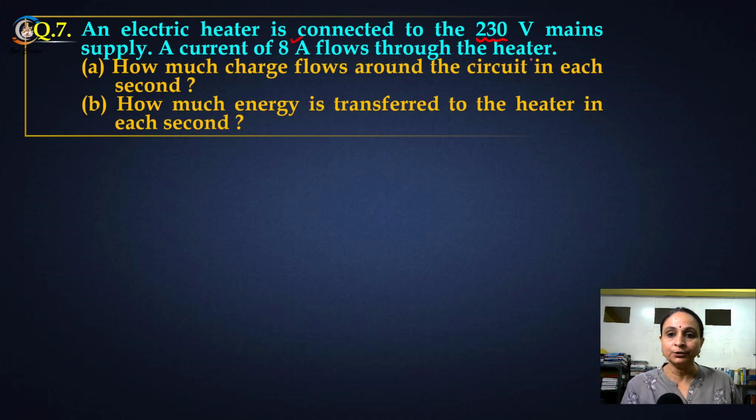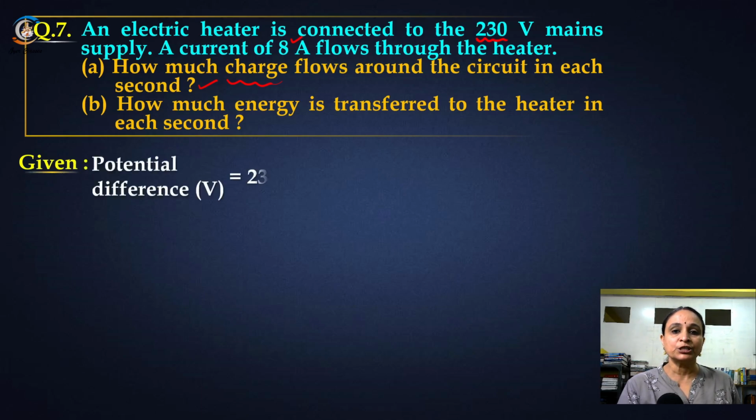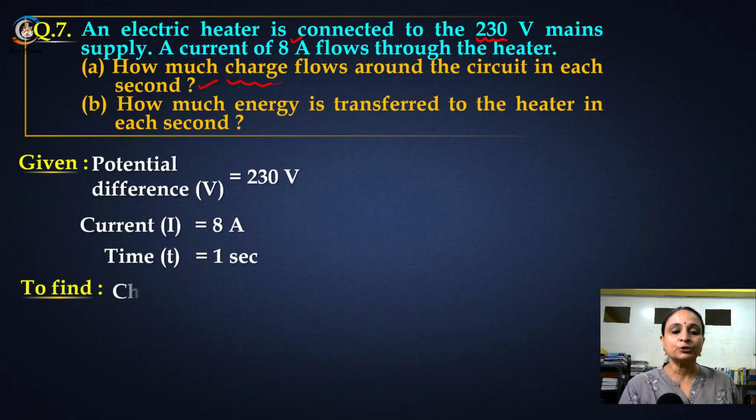कितना current flow हो रहा है? तो 8 amperes flow हो रहा है. Now you are supposed to find out how much charge is flowing in the circuit in each second and how much energy is transferred to the heater in 1 second. So let's calculate what is given. Potential difference 230 volts, current it's 8 ampere, time that is 1 second. You are supposed to find out what charge.